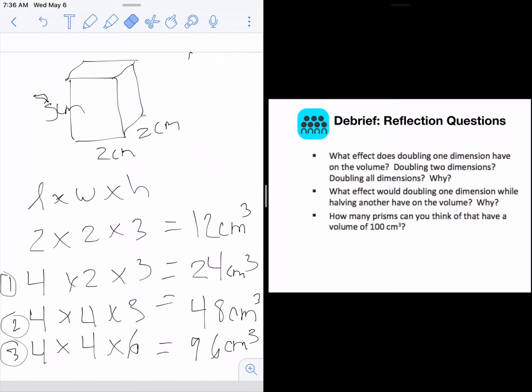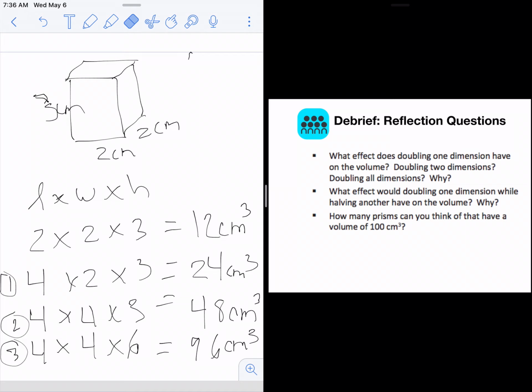Okay, doubling one dimension doubles it. Doubling 2 dimensions doubles that. So you're doubling, you're tripling, and then you're quadrupling all the volume.